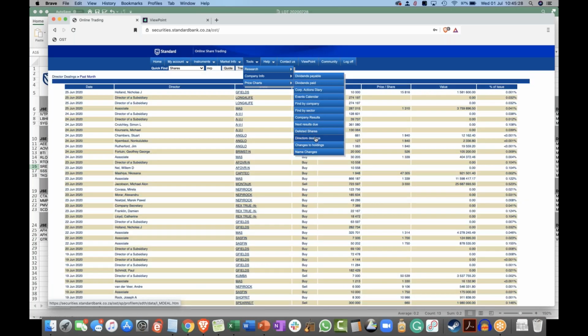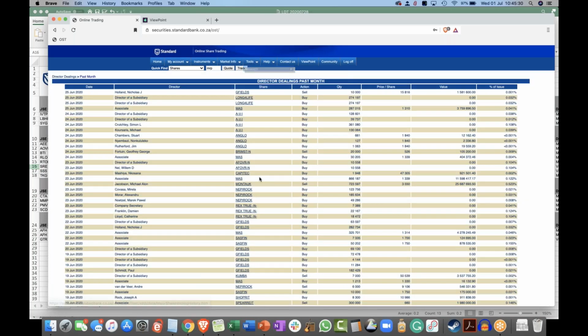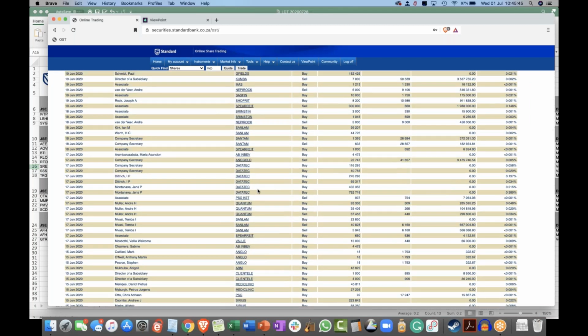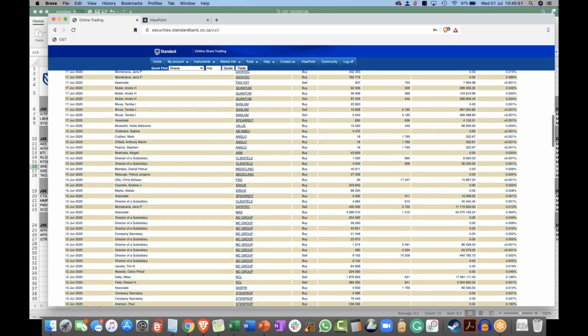One I quite like is directors' dealings. So this is just in the last month. And this is just all the directors' dealings that have come across the JSE. And I like what I like with it. It's sorted by date and then by company name and director. You can quickly run your eye down and see what's been happening. Okay, Datatec folks were buying. But look, zero price. I'm going to come to that in a second. So you get a sense of what's been happening.